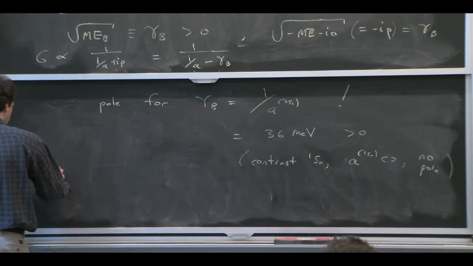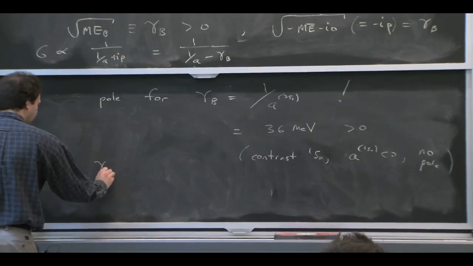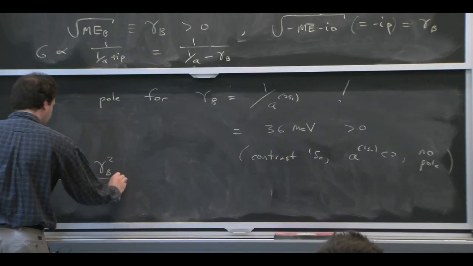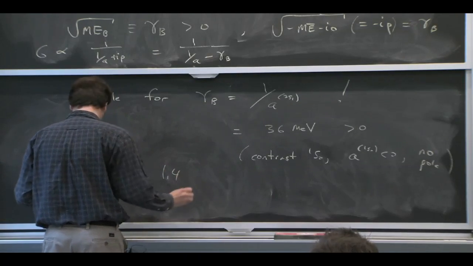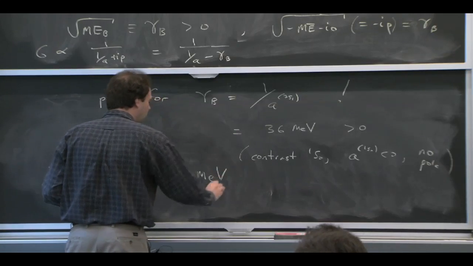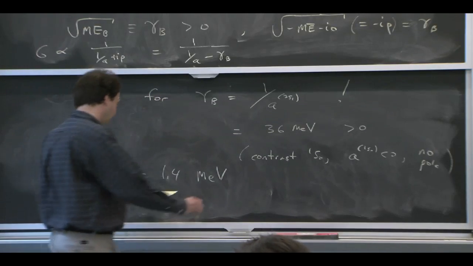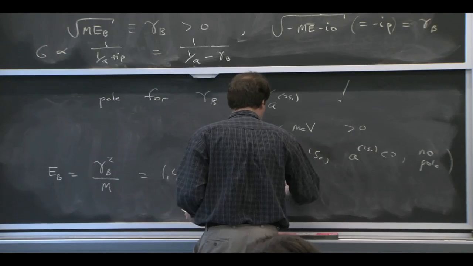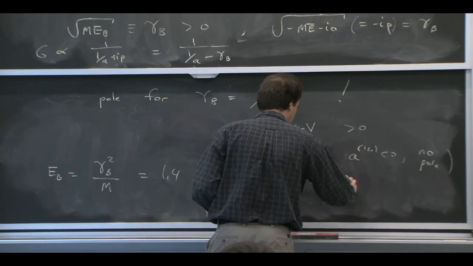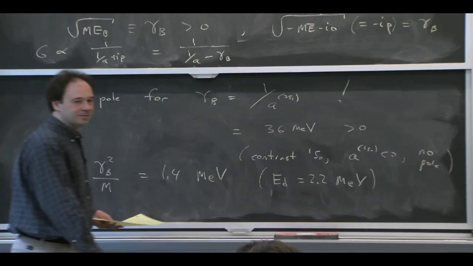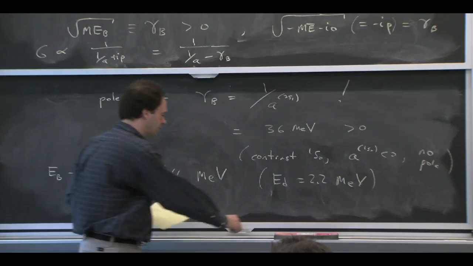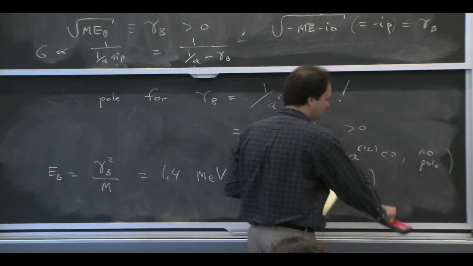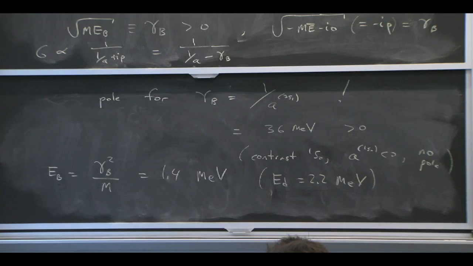And the binding energy that you would get from this is gamma B squared over M with our conventions, which, if you calculate it, is 1.4 MeV. And that's not ridiculously different than the real binding energy of the deuteron, which is 2.2 MeV. It's the right order of magnitude. All right, so that's the deuteron. It exists in this theory, and we could perturbatively correct towards the correct binding energy.